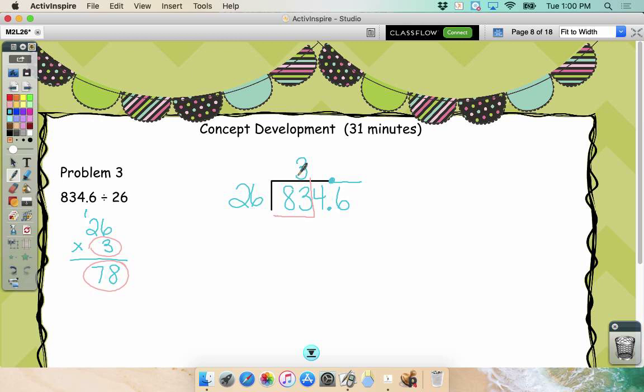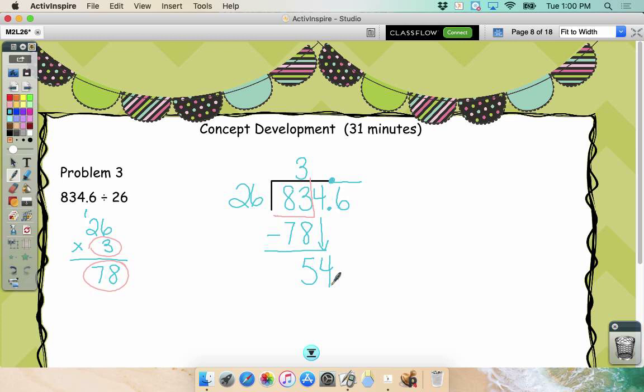Okay? Now, we'll subtract 78, right? Yep. And that's 13. I'm going to do it in my head because I don't want to write anything on top of the 83. I want to be able to see it. So 13 minus 8 is 5. Is 5 less than 26? Yes. So bring down my 4, which is 54.